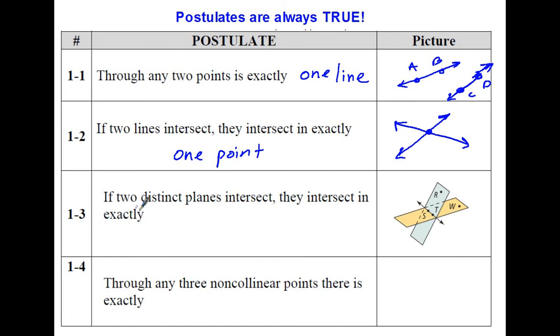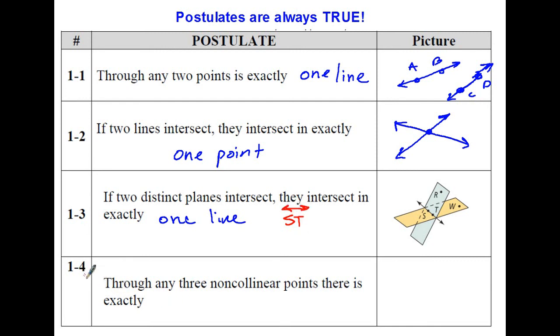1-3, if 2 distinct planes intersect, they intersect in exactly one line. So if you look at this drawing here, you have 2 planes and they're intersecting right here at this line. That intersection right there is going to be line ST. So we'll just go ahead and show you that it's talking about line ST.